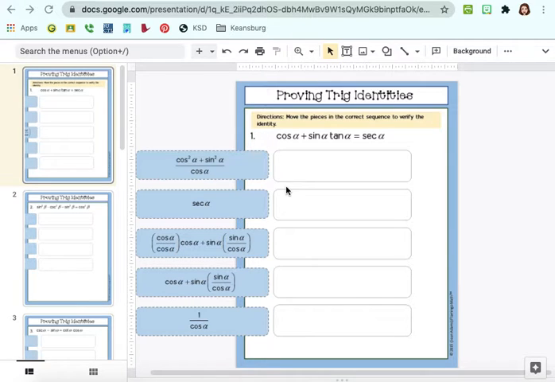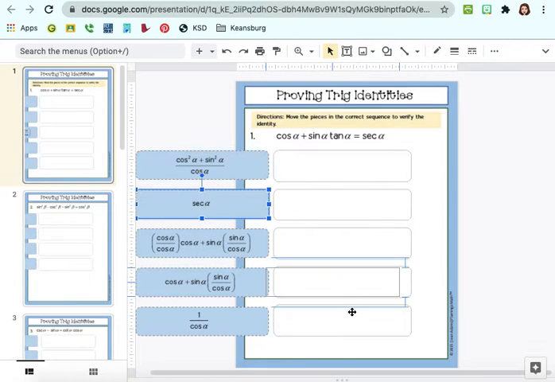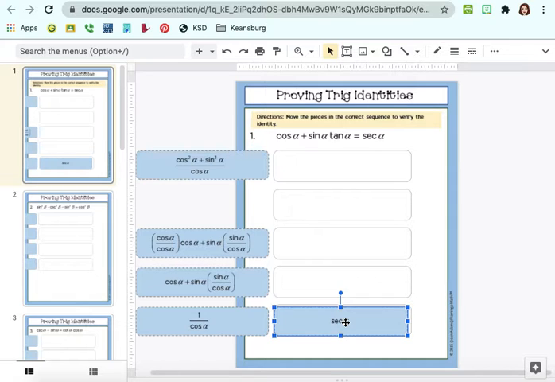All right, so if I want to solve this first problem, again, they're giving me the answer. They're telling me they want me to take cosine of A plus sine of A times tangent of A and make it equal to secant of A. So the first thing I'm going to do is take secant of A and drag it down to the bottom, because I know that's my goal. That's where I've got to get to.